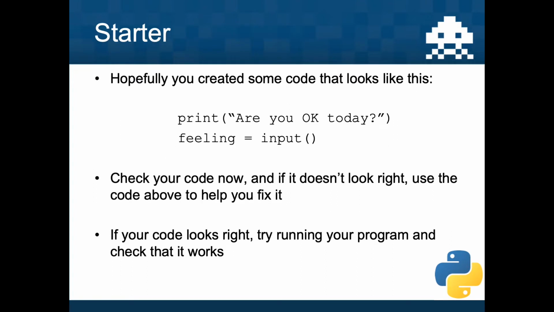Here is the code that I hope you created as part of the do now task at the start. We should have something along the lines of print, are you okay today? And then feeling equals input. Now your code would work if we had name equals input, but that doesn't really make sense because we're not asking the person's name. So print, are you okay today? Feeling equals input. Hopefully your code looks something like that. If it doesn't, pause the video at this point and update the code you've got so far.